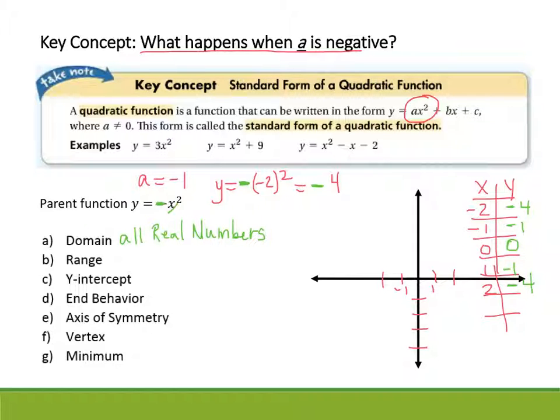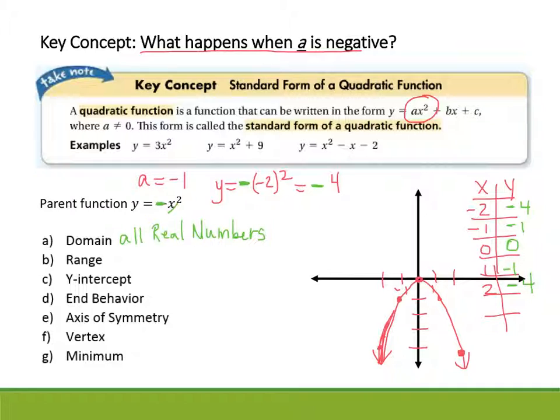Okay, so -2, -4 would be here. -1, -1 would be here. 0, 0, 1, 1, and 2, -4. Notice how it took the graph of y equals x squared and it flipped it over. So now my parabola, my U-shaped curve, looks like this.